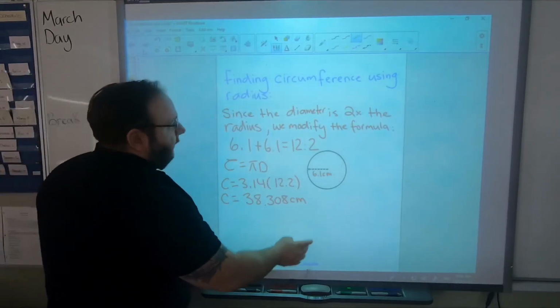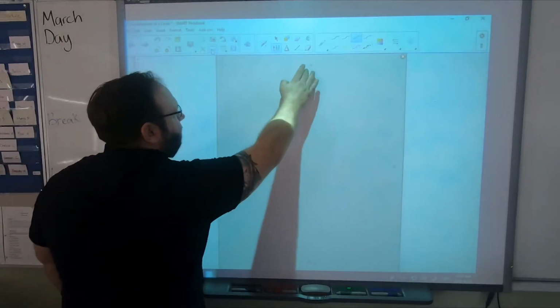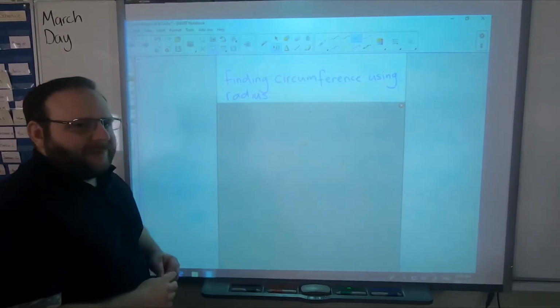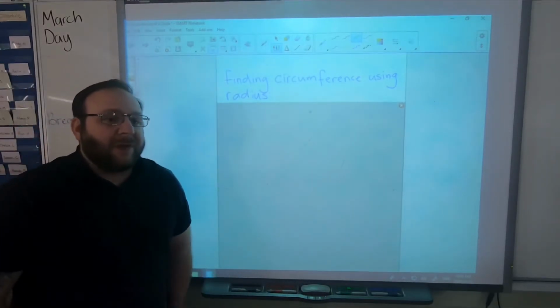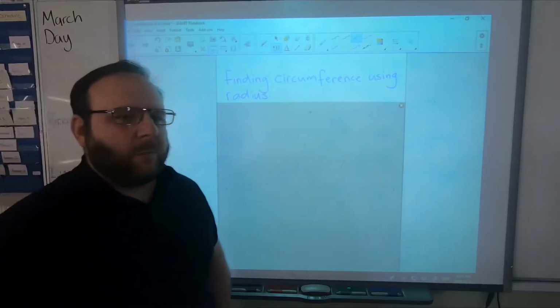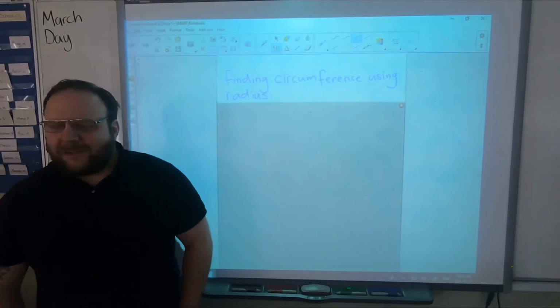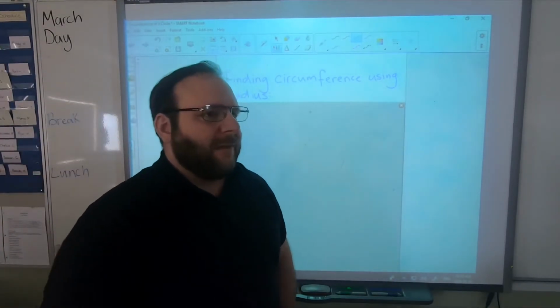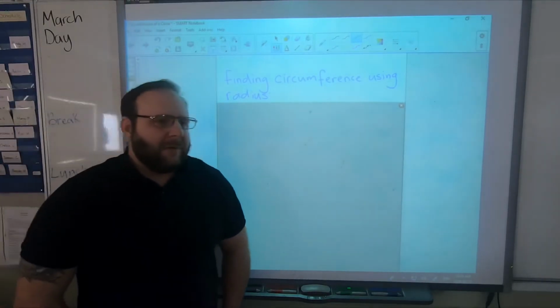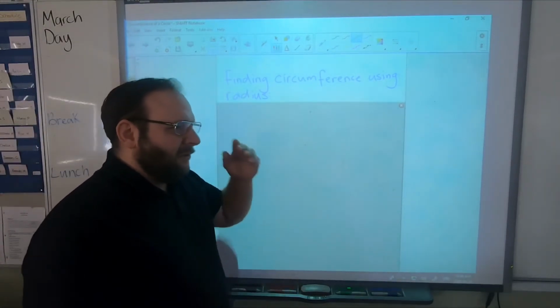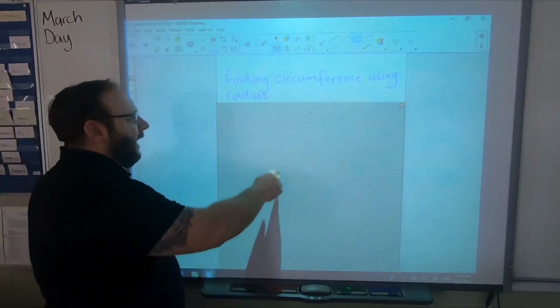Now the last one, and the last thing I'd like you to have down today, is finding circumference if you have the radius. Sometimes the question is going to be the same thing: find the circumference, but they're not giving you the diameter, they're only giving you the radius. So what do you think you have to do if you need to find the circumference, but you only know the radius of a circle? Sage? Times the radius by 2. Times the radius by 2, thank you. Just double it to get your diameter.